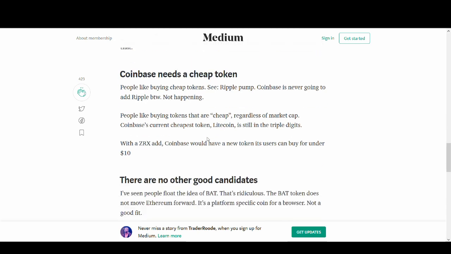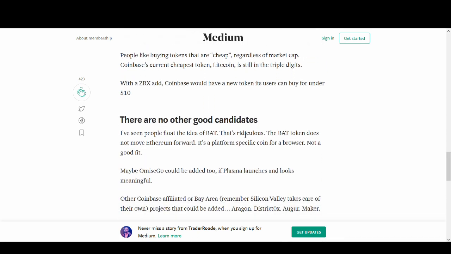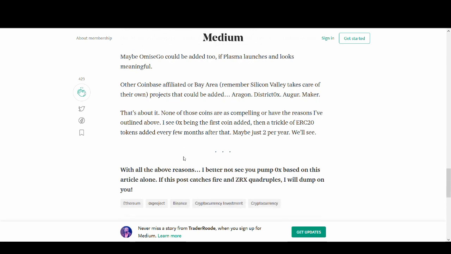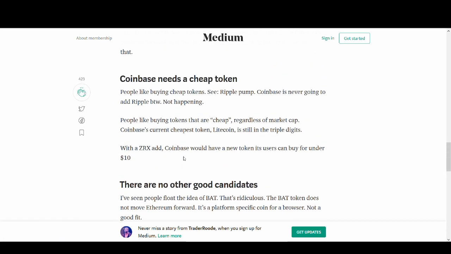I'm not a massive fan of that, but I can see why this can play a part. There are no other good candidates. This is a really good point, so I wanted to end it on that note. There are speculations of Stellar, Ripple, 0x, EOS. There's loads of speculation, but if you think about it, there's not many other good options. Omisego is another coin that could be added in the future, but I don't think just now. And maybe I'll do a video on Omisego because I like it. But there are not many other options, so why not 0x being added to Coinbase next, potentially, if not, will be added in 2018.